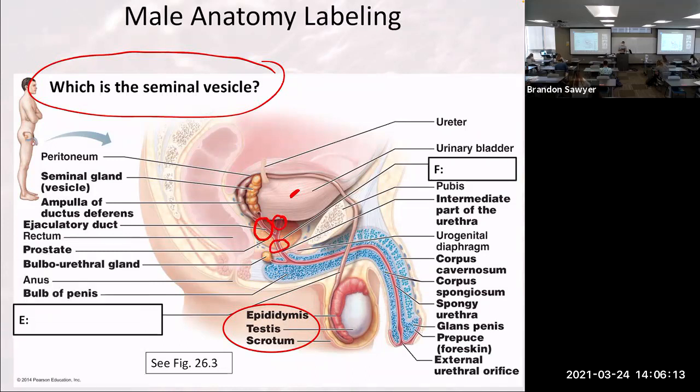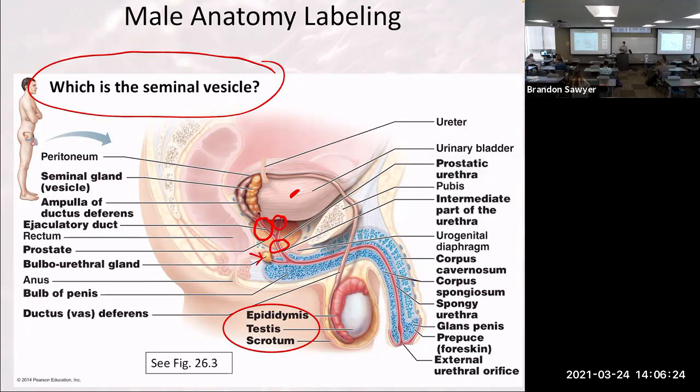D is the bulbourethral gland, so this little guy here. Okay, and then E is the vas deferens, the ductus deferens. And then F is the urethra. Okay. Any other questions on that so far? All right. Everybody got this? I'll give you another 20 seconds to finish writing that down.